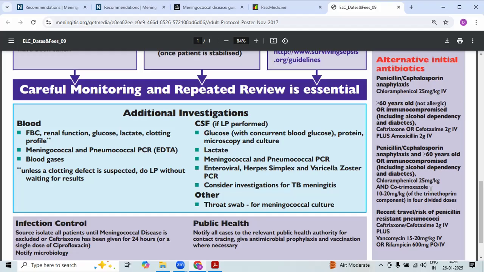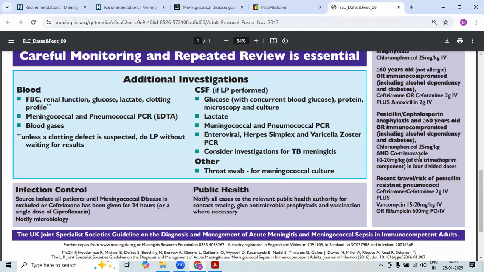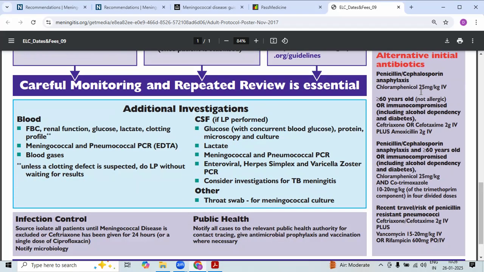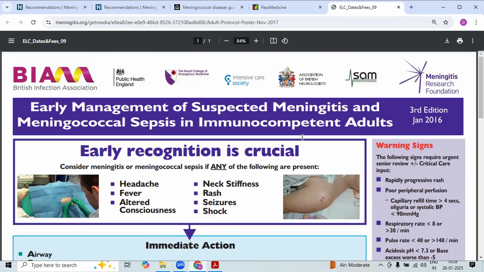So for recent travel or risk of penicillin-resistant pneumococci, you give ceftriaxone plus vancomycin or rifampicin. Okay, so you give vancomycin 15 to 20 milligram per kg or rifampicin 600. So this is fairly important for you, the antibiotics and the alternatives. So we'll take some questions.